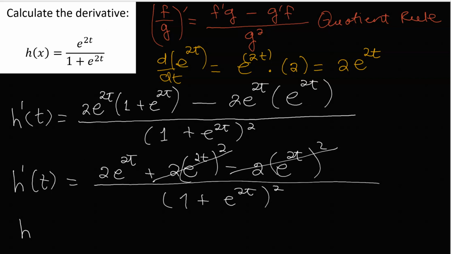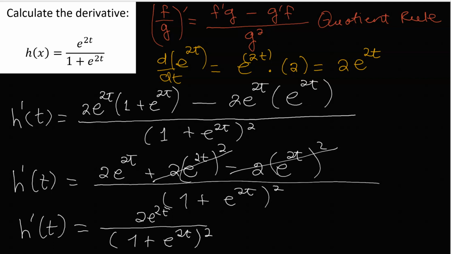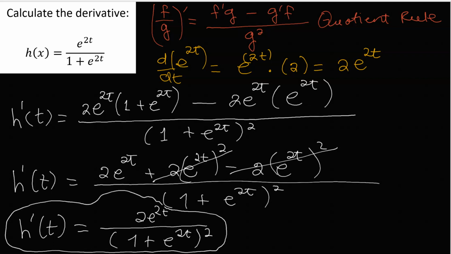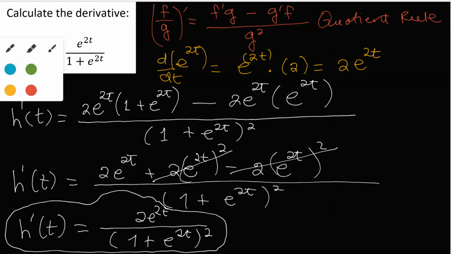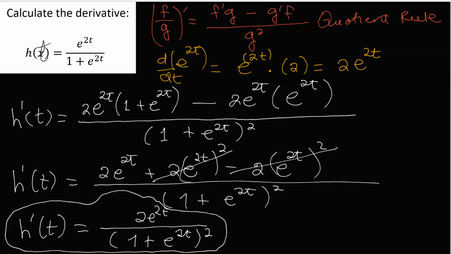So the final answer is the derivative of h is 2e to the 2t, all divided by 1 plus e to the 2t, squared. And that is the derivative of h of t, not h of x. And that is why that is confusing. This should have been a t, not x. And there it is.